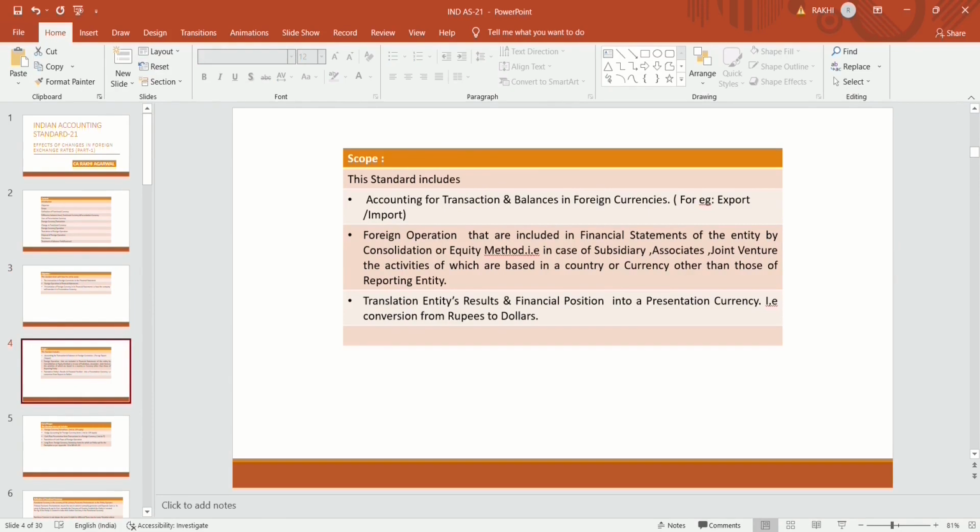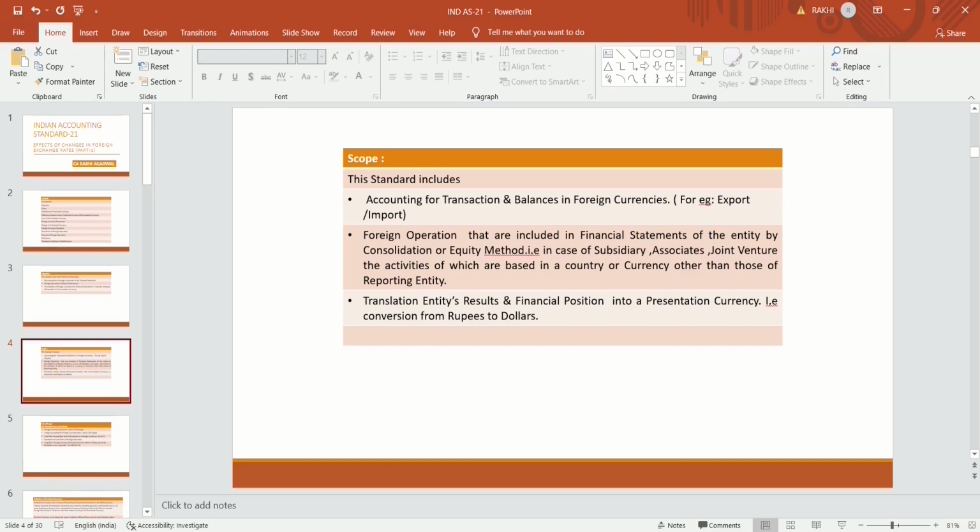What does this standard include? It generally includes the accounting for transactions and balances in foreign currency. Export and import transactions: if they are importing anything from the US, how the company will deal with it, and if Indian companies are exporting anything to other foreign countries, how they will deal with it. So this standard includes all these transactions.